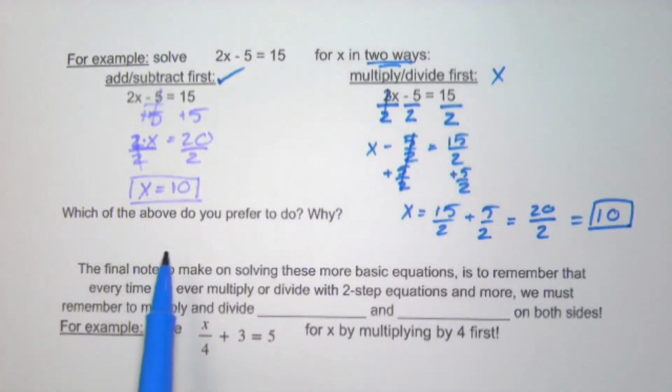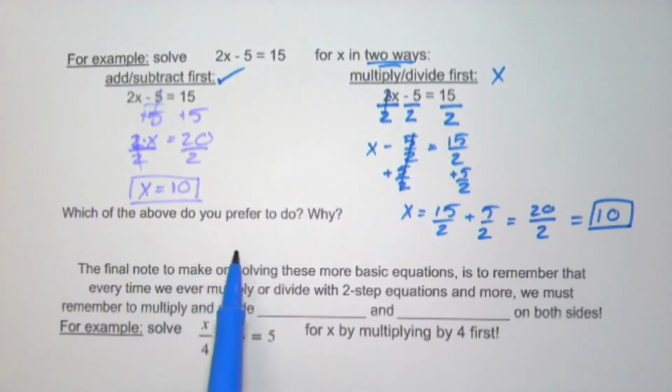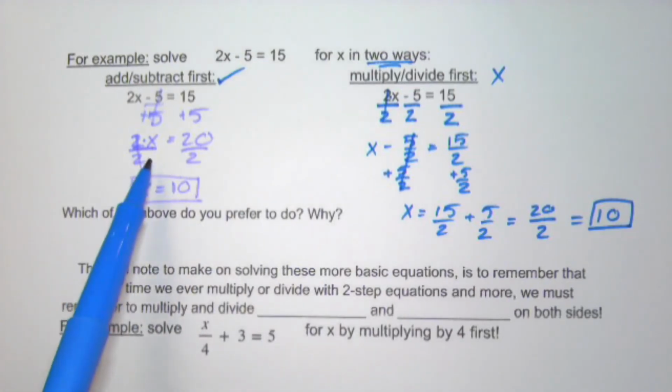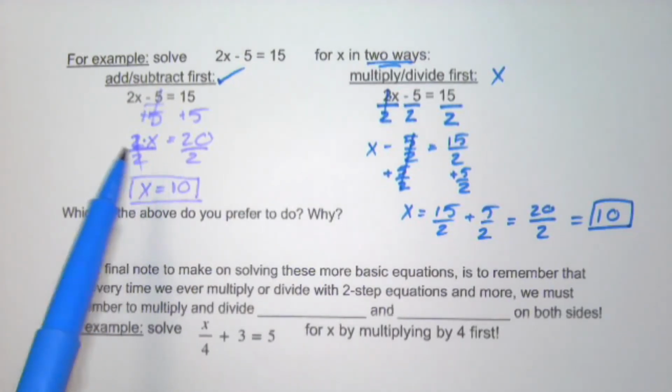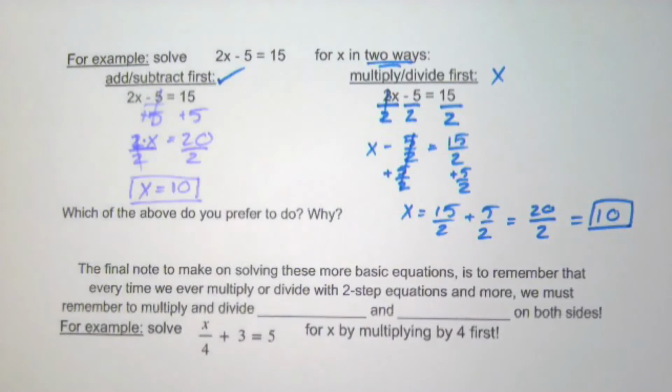And then there's this little question here. Which do you prefer above to do and why? That's kind of a personal choice, but I think on average, we're going to be preferring the less work. It's going to mean less room for errors, and we'll get through it that much faster.